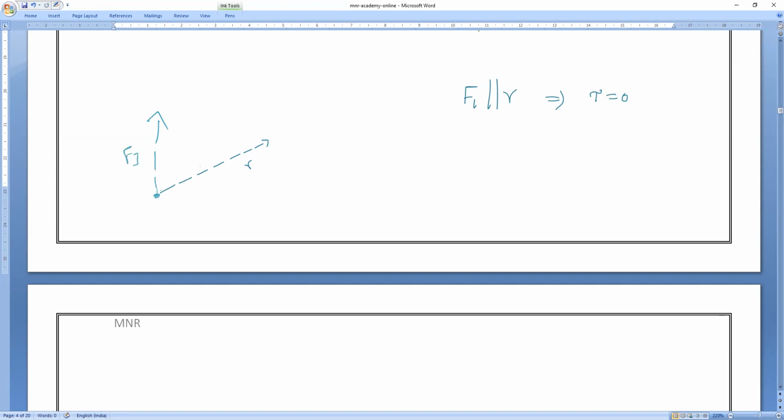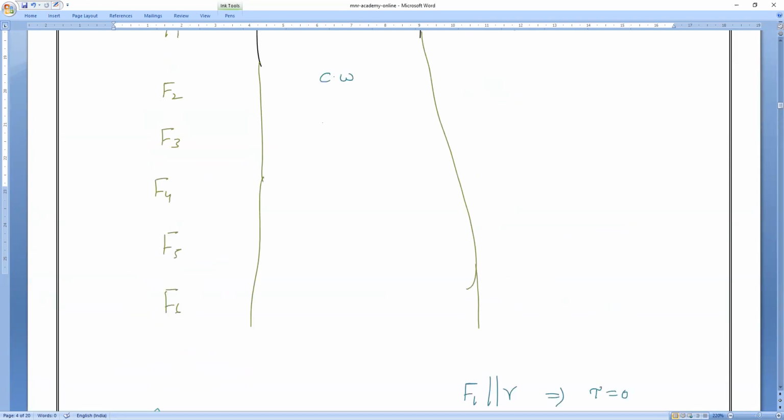Now F3. Now tell me, clockwise or anti-clockwise? Everybody? Anti-clockwise. So F3 is acting anti-clockwise. Clear?